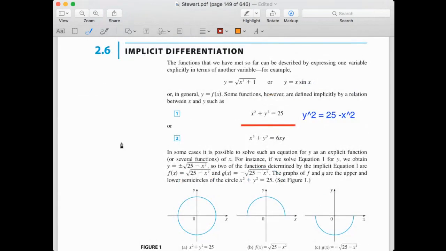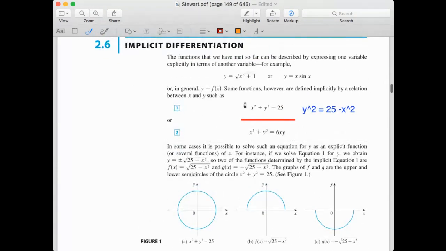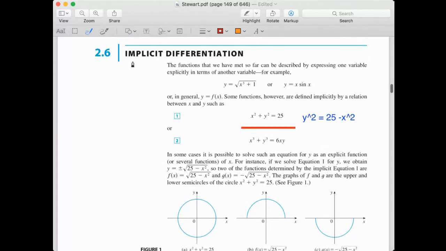But even if it's not a function, if it's an equation, we still can talk about the rate of change. We still can talk about the rate of change of x in terms of y, or the rate of change of y in terms of x, right? So how do we do that? Something called implicit differentiation. What does that mean? That means we consider the rate of change of x and the rate of change of y simultaneously.